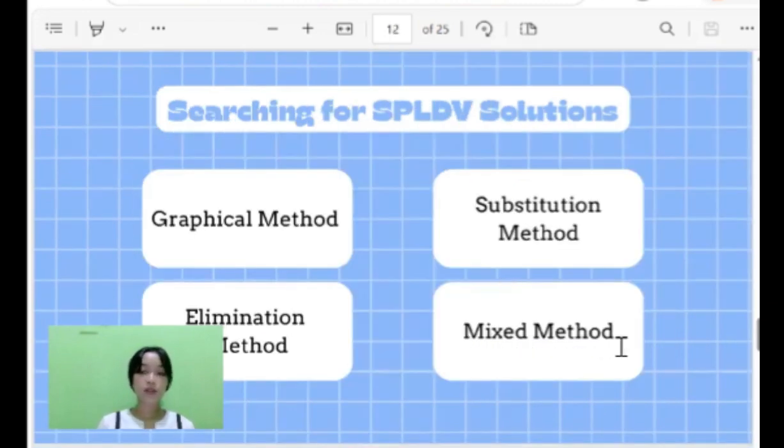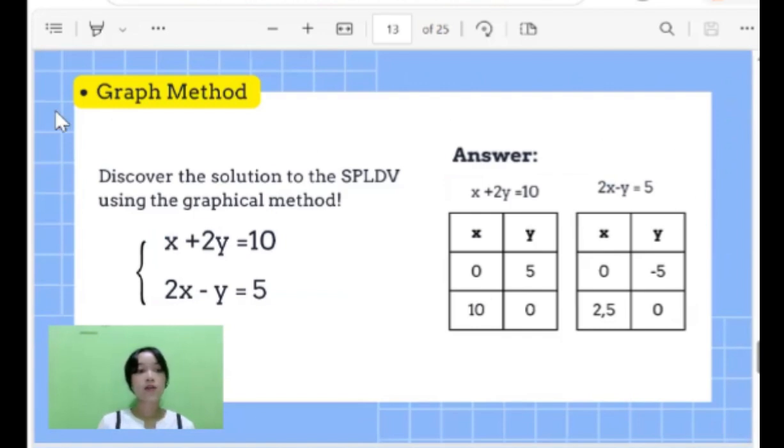There are several methods to solve SPLDV. First, graphical method, and then substitution method, elimination method, and mix method. First, we discuss the graphical method. In the graphical method, the solution is the intersection point between two lines. If the lines intersect, then we have a solution. But if the lines never meet, then there is no solution. In this method, we solve SPLDV by drawing two lines on the Cartesian plane.